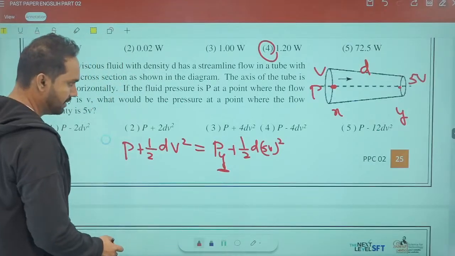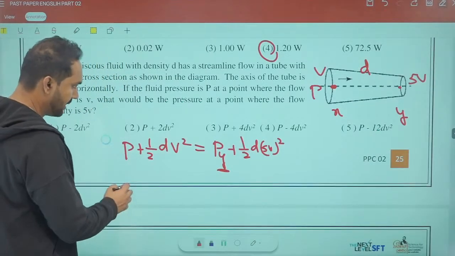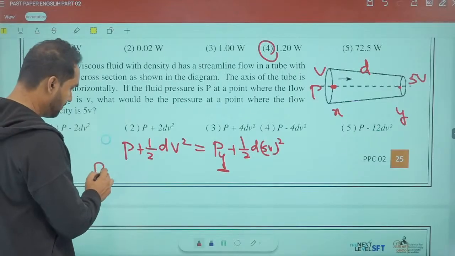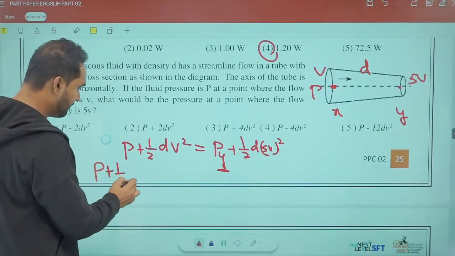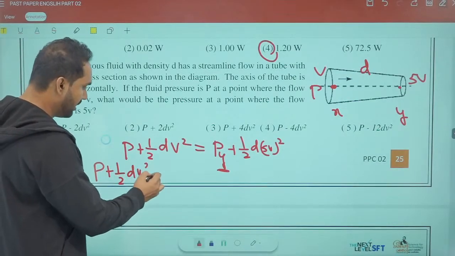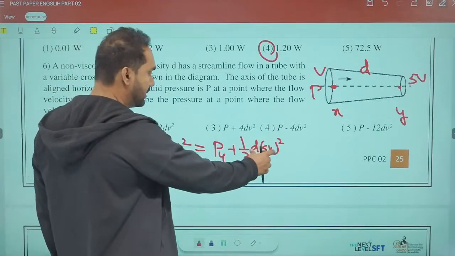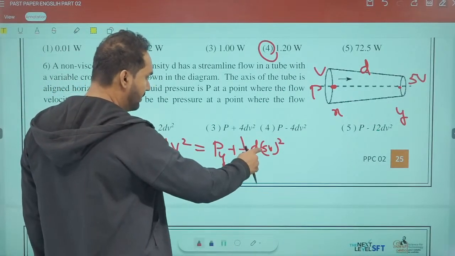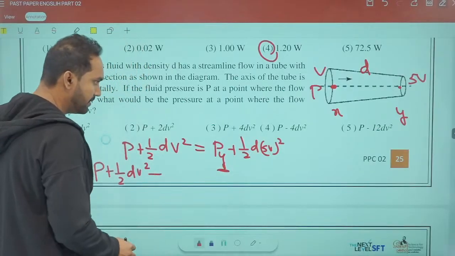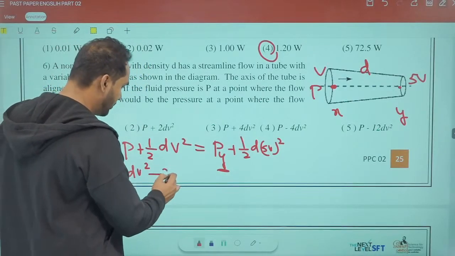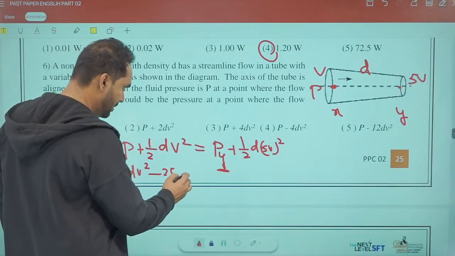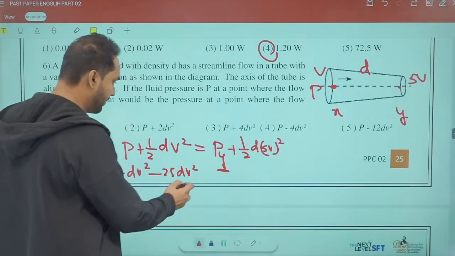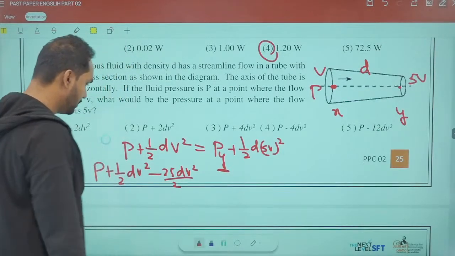We have to isolate it. So if I isolate this, that will be P plus half d V square minus this one. You have to take this one to this side. So that will be half d 5V square, which is 25V square. It's basically 25 d V square, right? 25 d V square divided by 2.